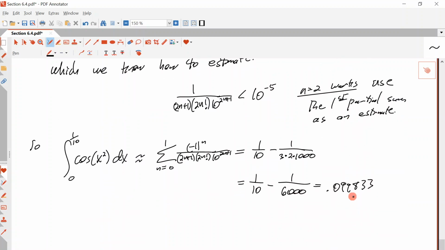So since our error is less than 10 to the minus 5th, we get 4 decimal places of accuracy, because this isn't 99 here. So this is the answer with 4 decimal place accuracy. Okay?